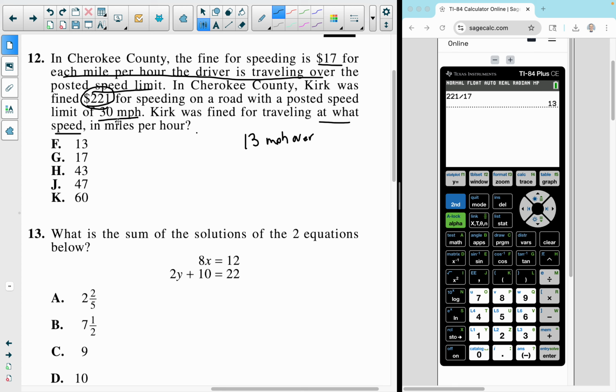But he was going over, so F is an answer choice of 13, but we have to look back at the question. Kirk was fined for traveling at what speed? So what was he traveling at? He was not going 13 miles per hour. He was going 13 miles per hour over the 30. So 30 and 13 is 43. So he was actually speeding at 43 miles per hour.